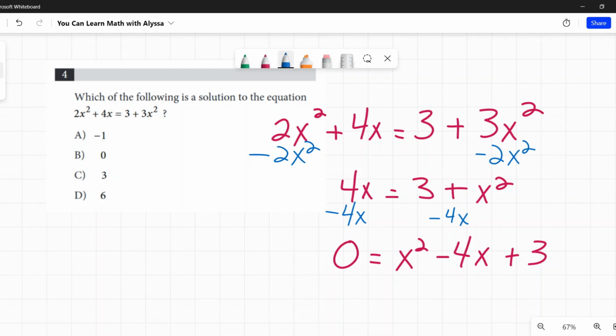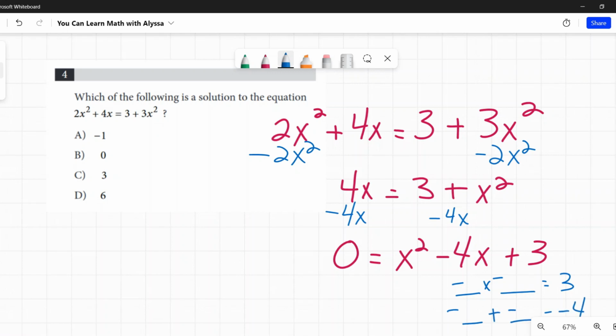So I'm looking for 2 numbers that multiply to 3 but add to a negative 4. Now, since they multiply to a positive but add to a negative, the only things that multiply to a positive are 2 positive numbers or 2 negative numbers. Here they're adding to a negative number, so I know it's 2 negative numbers. So what 2 negative numbers would multiply to give me a positive 3, but would add to a negative 4?